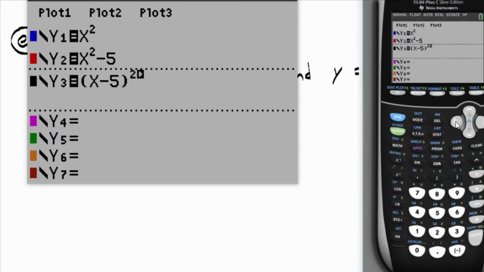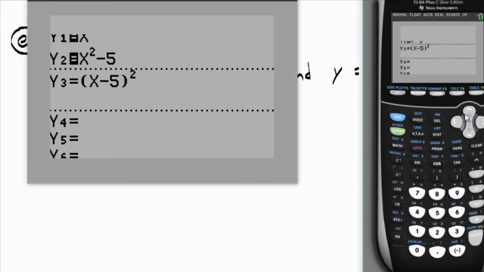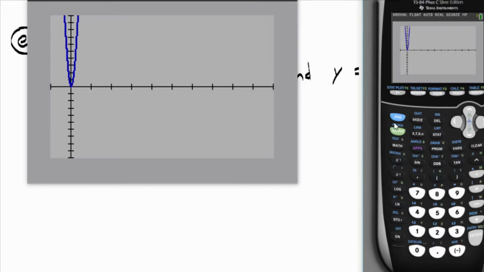Now I'm going to turn off the graph of the third one, and I'm going to make you guess where it's going to be. They're all going to be the same shape, that happy little parabola that opens up, same width as y equals x squared, but they'll be in different positions. So I'm going to make you guess, based on y equals x squared minus 5 and using your intuition, where y equals x minus 5 quantity squared will be.